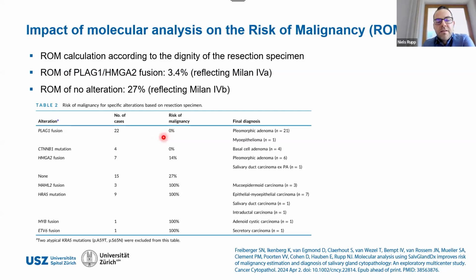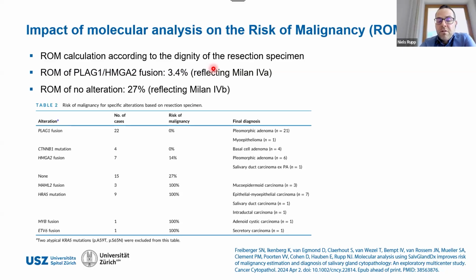And we had a risk of malignancy when detecting this fusion of 0%. Certainly, we have to be very careful about this because this is not a very large study, and probably the risk of malignancy will increase with increasing the study size. However, together with the HMGA2 fusion, which also reflects a very characteristic alteration in pleomorphic adenoma, together we had a risk of malignancy of 3.4%, which approximately reflects the risk of malignancy when using the Milan category 4A.